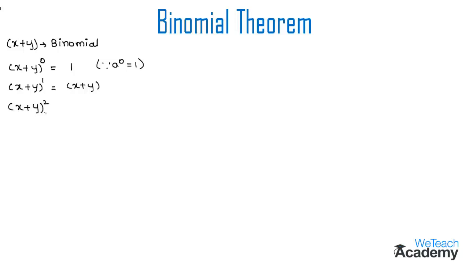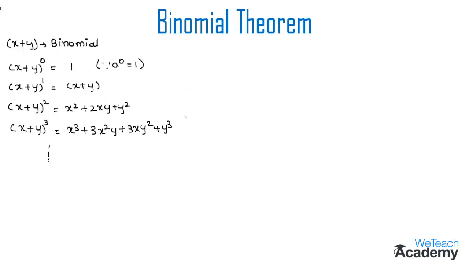So we know that it is in the form of a plus b whole square. So let us write this in the form of the formula. We get x square plus 2xy plus y square. And now let us expand the term x plus y whole cube. So let us write this in the form of formula a plus b whole cube. We get x cube plus 3x square y plus 3xy square plus y cube. And similarly, we can find the expansion for x plus y whole power 4, x plus y whole power 5, and so on. So what do we observe in these expansions?